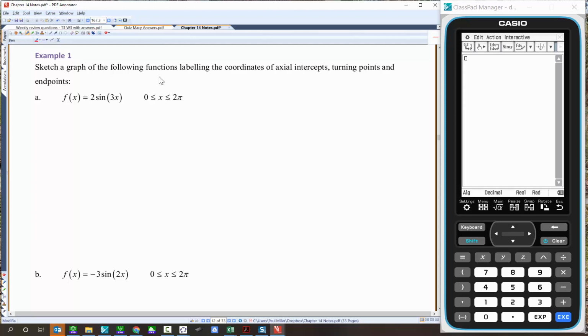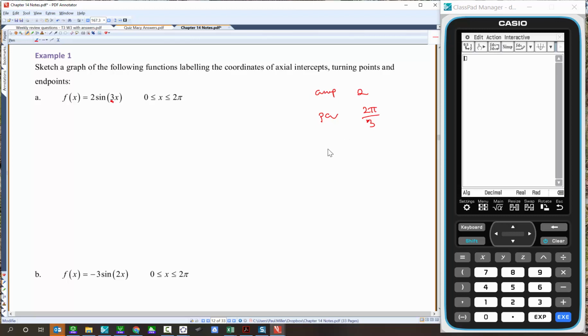Sketch a graph of the following functions, labelling the coordinates of all axial intercepts, turning points, and endpoints. All right, here we go. We've got y equals 2 sine 3x. So our amplitude is going to be 2. That means its maximum and minimum value without any vertical translation is going to be 2 and -2 respectively. Our n value, we do have one this time. Our period for a standard sine function is 2 pi, and we divide it by the n value. So that's 2 pi on 3.